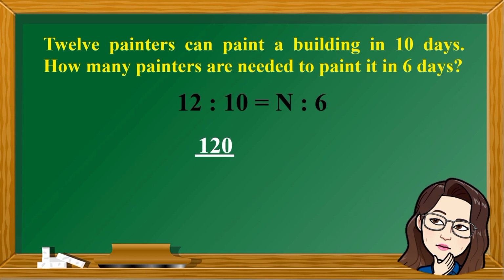12 times 10 is 120. n times 6 is 6n. 120 is equal to 6n. Divide both sides by 6. 120 divided by 6 equals 20. 6n divided by 6 equals n. The value of n is 20. 20 painters are needed to paint a building in 6 days. Did you get the correct answer, kids? Nice one!